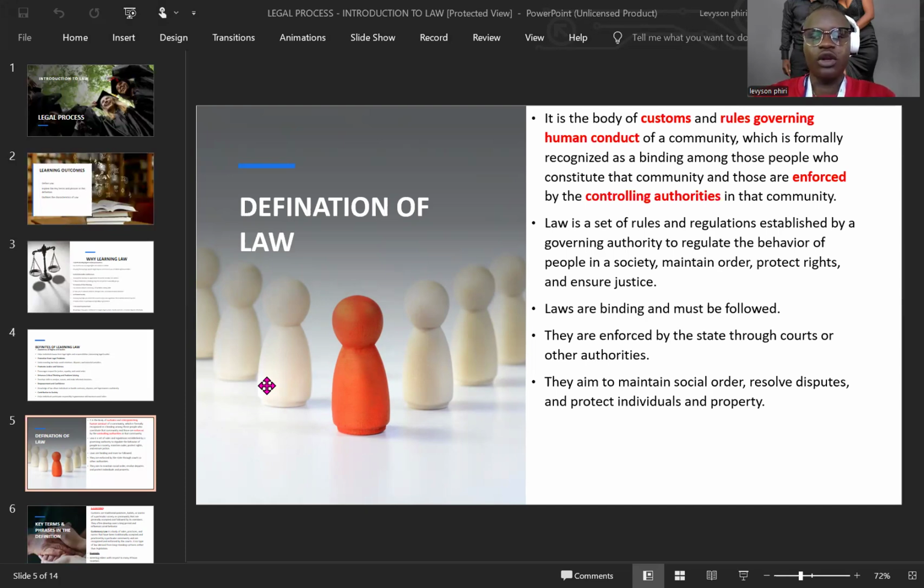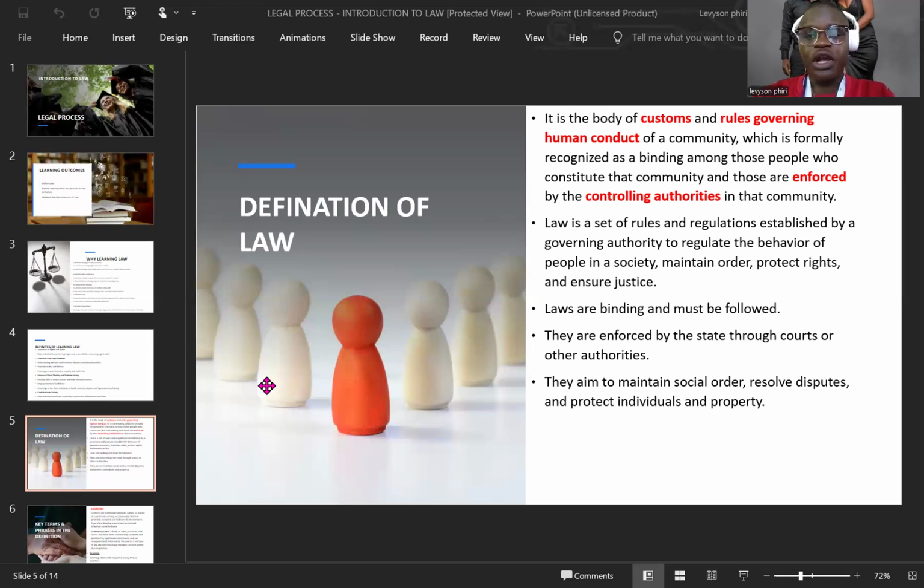Let's define law. Law is the body of customs and rules governing human conduct of a community, which is formally recognized as binding among those people who constitute that community, and which are enforced by controlling authorities in that community. So I'm going to explain those highlighted key points.